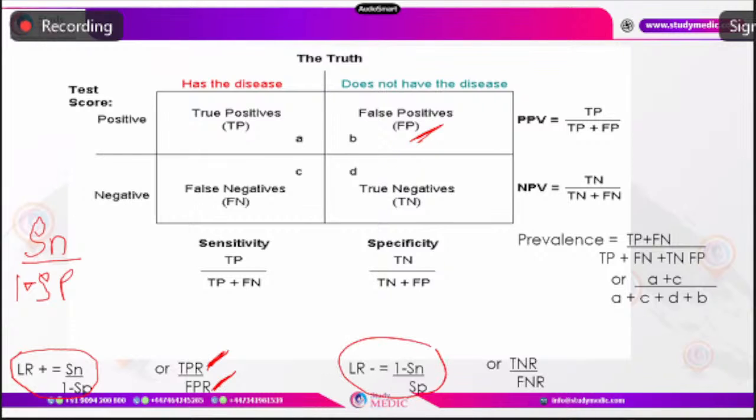Then what is the negative likelihood ratio? It is the opposite: 1 minus sensitivity by specificity. What is sensitivity? True positive rate. Then what is 1 minus sensitivity? It is the false negative rate. Specificity, we all know, is the true negative rate. So likelihood ratio negative is false negative rate by true negative rate. That means it is tested negative in those who have the disease compared to tested negative in those who do not have the disease.